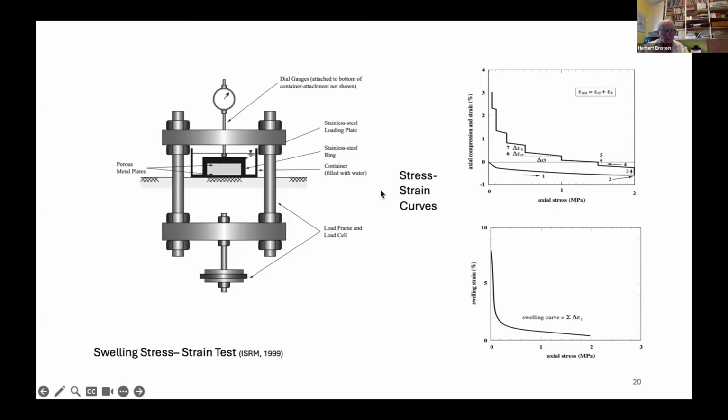This is very important because stresses are going to play a role both with regard to what happens as well as with regard to what we can do about it. This is simply an odometer. So the specimen is here, very classic odometer. And you see the curves here.